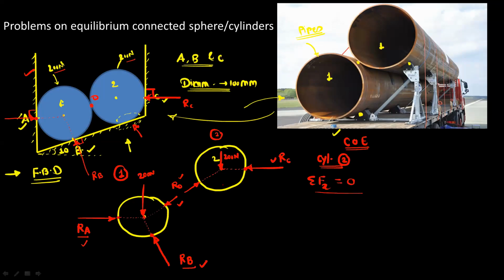For summation Fx, this reaction Rc is exactly horizontal in the negative x direction, but this reaction Rd is inclined with the x-axis. So the first step is to find the angle of reaction Rd with respect to the x-axis. For that, just refer to the given geometry.